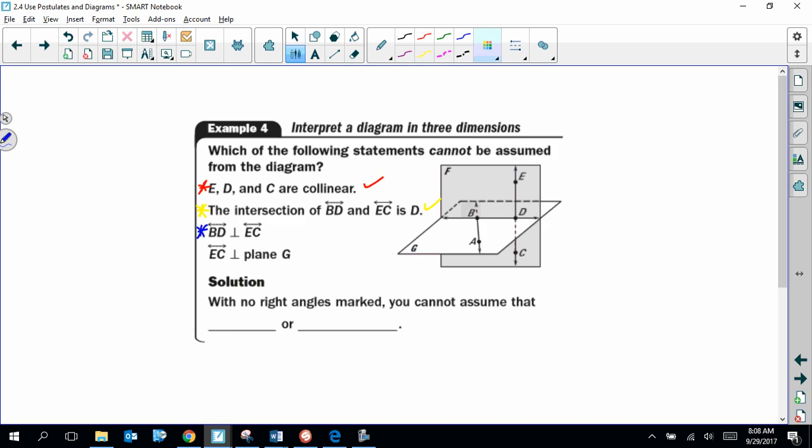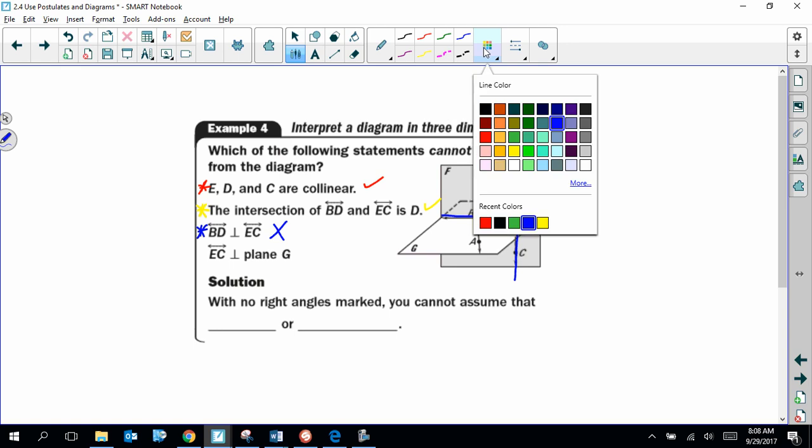Are these two lines perpendicular to each other? So we're still talking about BD and EC. Well, we definitely know that they intersect, but I don't know if the planes are perpendicular to each other or if one line is perpendicular to a plane. So here, there doesn't look like there's enough information for me to say that.